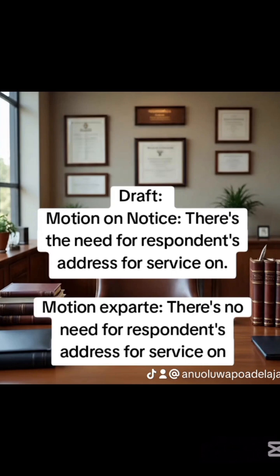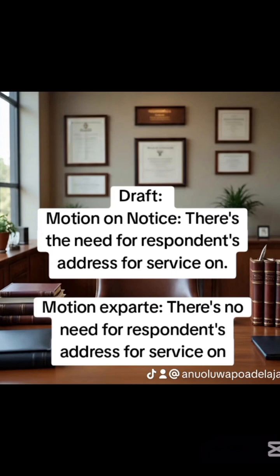The third difference flows from the second one, and it is also in the draft. You'll notice that at the end of your draft for motion on notice, you always have an address for service on, which is usually the address of the respondent. So you want to serve it on the person you are serving it on, so that is the address that needs to be there because you have the respondent as a party.